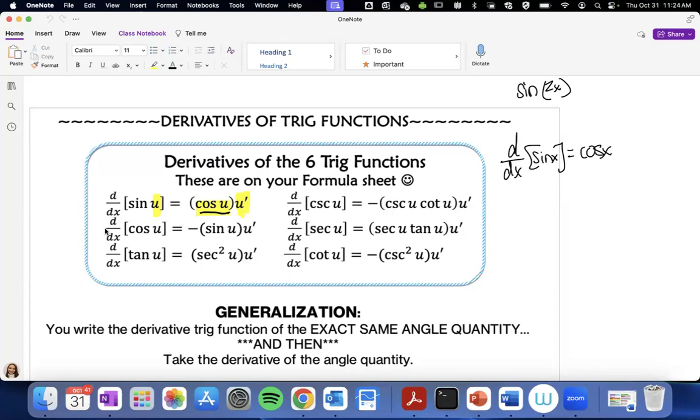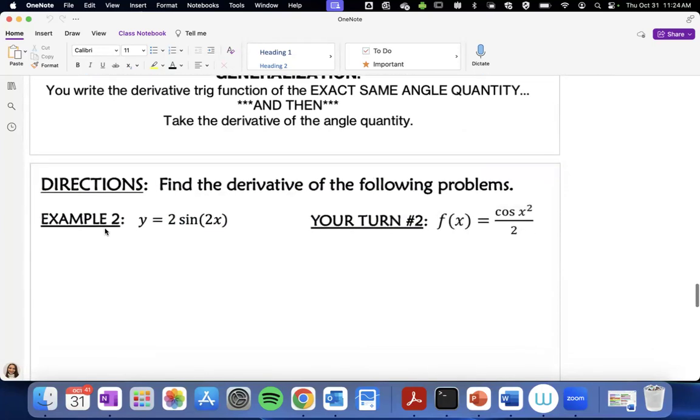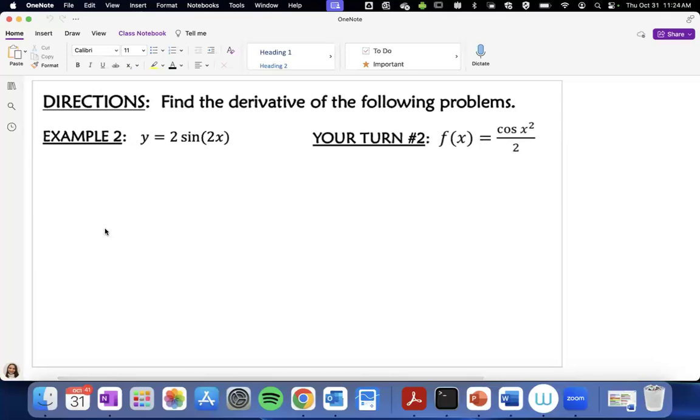All right, let me show you. Basically, the generalization here is you write the derivative trig function of that exact same quantity, and then take the derivative of the quantity. Let me show you an example. So we have 2 sine of 2x. Let's say y prime is going to be, when I have a number in front, that's just a constant multiple, multiplied by 2. What's the derivative of sine of 2x?